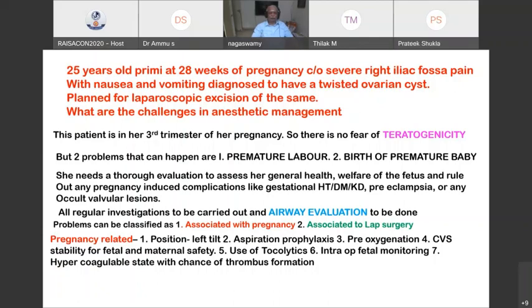So this is how you have to recollect all these things. But don't forget to give the left lateral tilt. Think of aspiration prophylaxis.